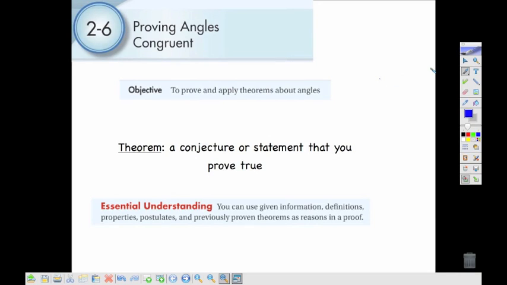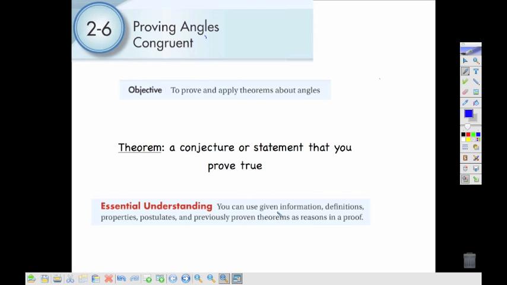In section 2.6, we're looking at proofs. Now we're looking specifically at geometry proofs, and this section is just going to look at angles. We want to prove certain theorems about angles, so first we want to look at what a theorem is. A theorem is when we take one of our conjectures or statements and we prove that it's true.